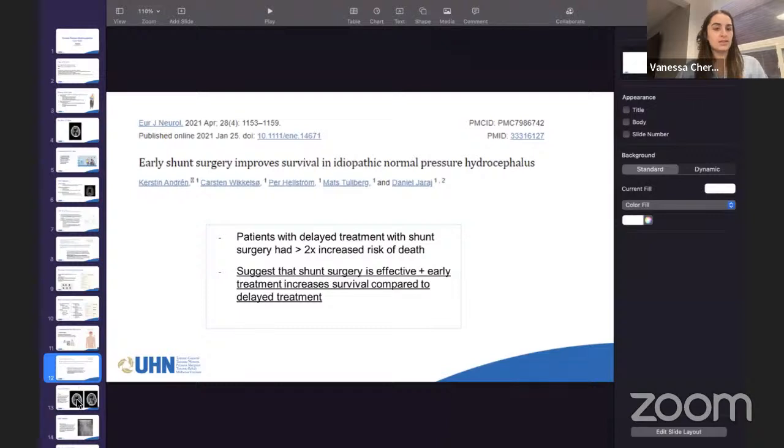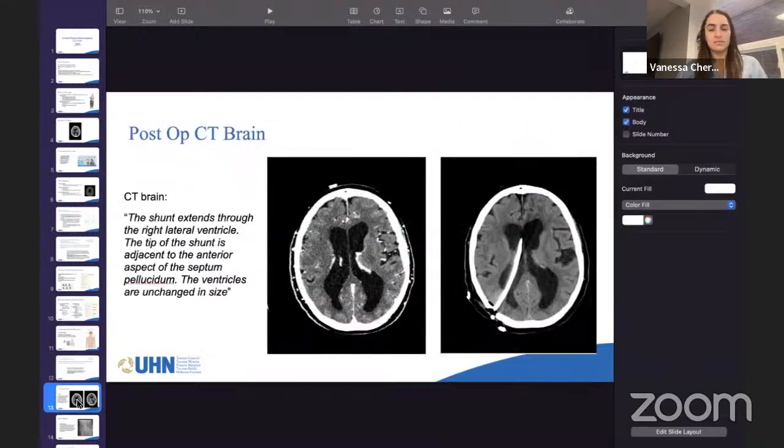So following Mary's shunt surgery, postoperative management and care always involves imaging. We start off with a CT of her brain. As you can see, this is the before CT, which Christine showed earlier, and this is the postoperative CT scan on the right. And as you can see, the shunt is extending through the right lateral ventricle.